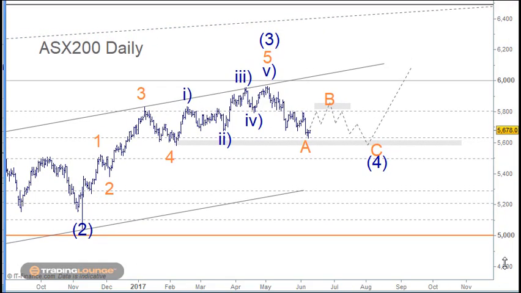So with the ASX 200 here, the move down appears to be in 5 waves down through here. In that case, we were looking for a low at the 5600 here. That seems to be in place now, so we can start trading the long side up, and we'll be looking for a B wave coming back in, let's just say on the daily chart, at the 5800 here, and then another 5 waves down.